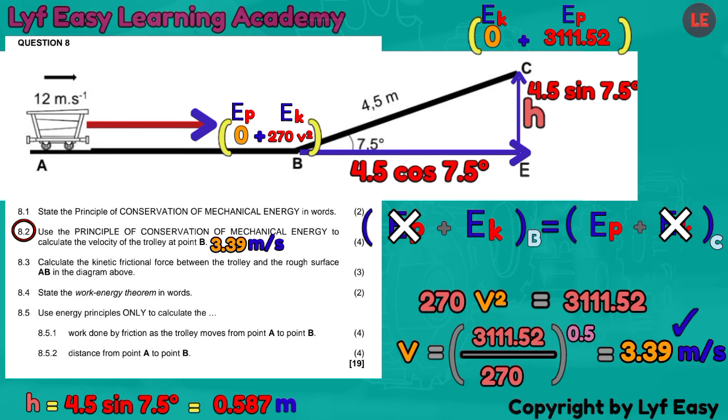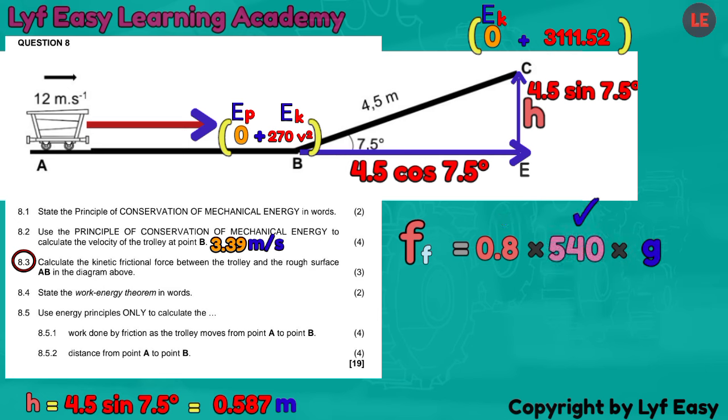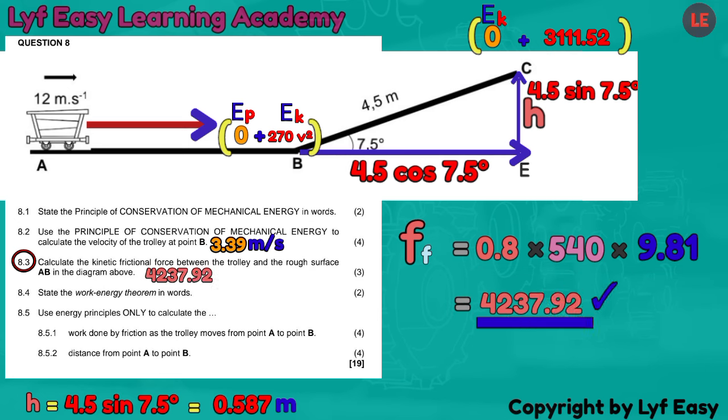Calculating this, we get this number as the value of the velocity of the trolley at B, which is measured in meters per second. On 8.3, we are instructed to calculate the frictional force between point A and B. To get the frictional force, we say frictional force equals coefficient of friction times normal force, whereby the normal force is mass times the gravitational acceleration constant. That will be 0.8 for the coefficient, mass is 540, and the constant is 9.81. Calculating this, we get the value of the frictional force, which is measured in newtons.